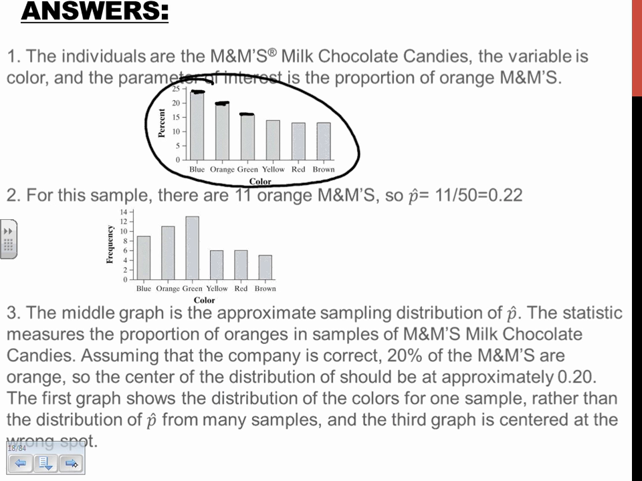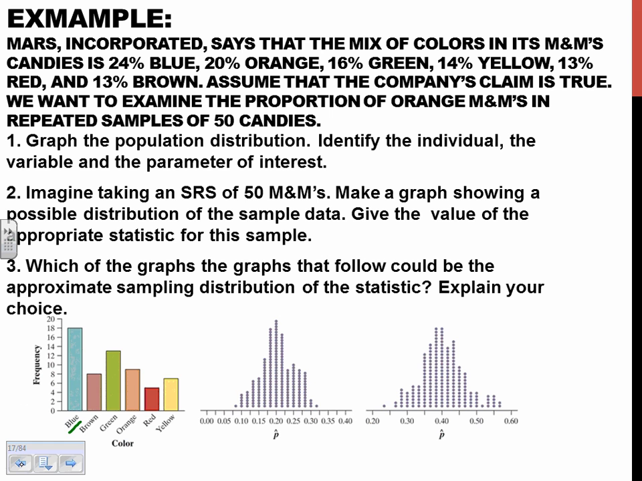Yay! All right, so then it also asked me to identify the individual, the variable, and the parameter of interest. So here I can see the individuals are the M&M's milk chocolate candies. The variable is going to be the color, and the parameter of interest is that proportion of orange M&M's. So that's what it asked me for. Okay? So we want to examine the proportion of orange M&Ms. So that's why it's the parameter of interest.